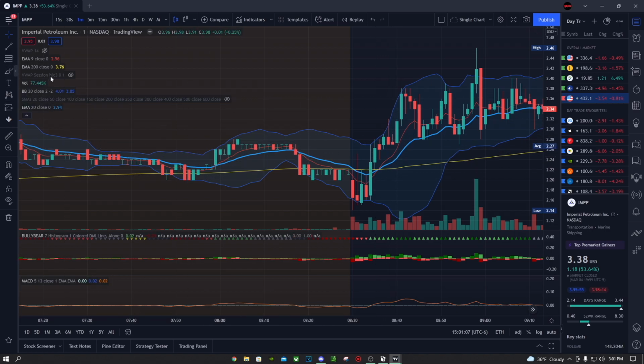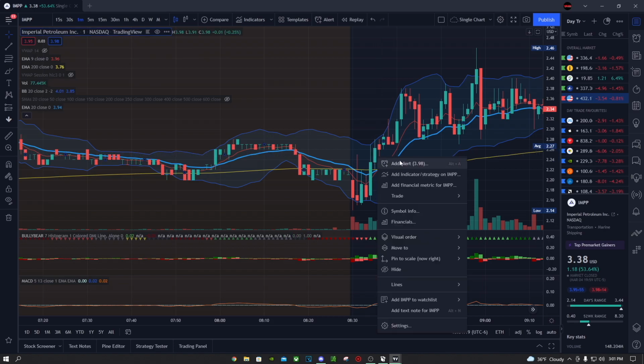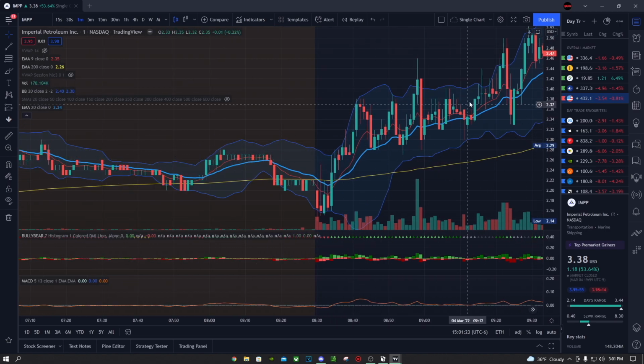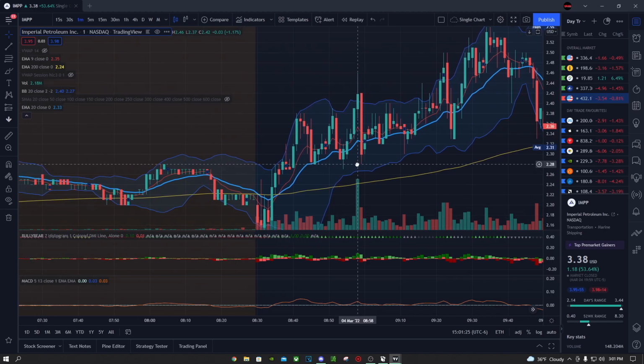So a good entry would have been probably this next green candle right here, because that's confirming that it's staying above. So would have wanted to get in around 225 for the price. And I mean, this stock just ended up going up all day. You could have held all day and been fine.